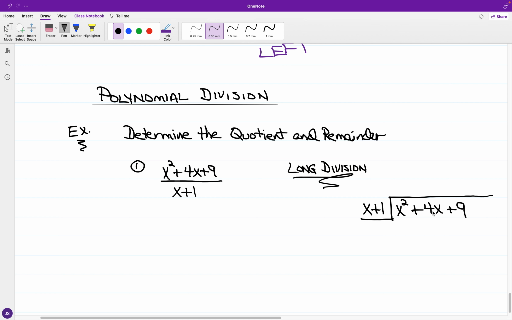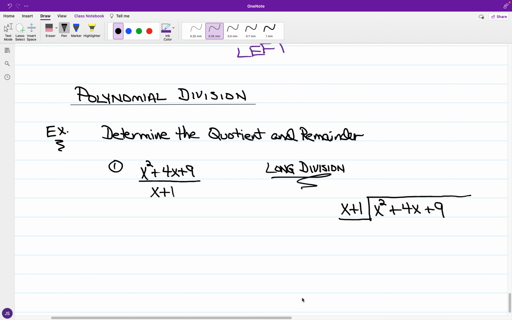Now you want both sets of terms to be in descending degree order, and you don't want any missing degree terms. If you do, you will just use 0 for the placeholder. So we got x plus 1, and then for x squared plus 4x plus 9, you have the second order, first order term, as well as closing out with the constant.